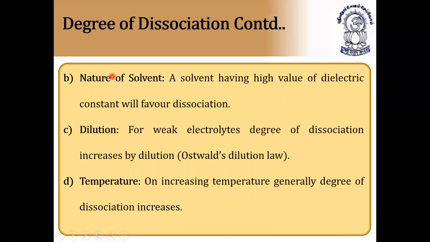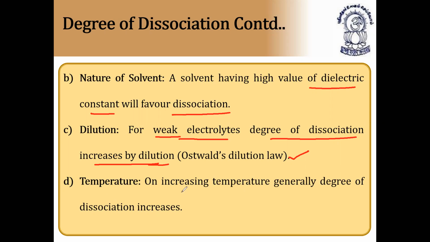Second factor, nature of solvent. A solvent having a high dielectric constant, like water, will favor dissociation. Third, dilution. For weak electrolytes, the degree of dissociation increases by dilution. This is called Ostwald's dilution law, which is very, very important. So the further dissociation of a weak electrolyte will be increased by diluting the solution. We are going to discuss this in the next session.